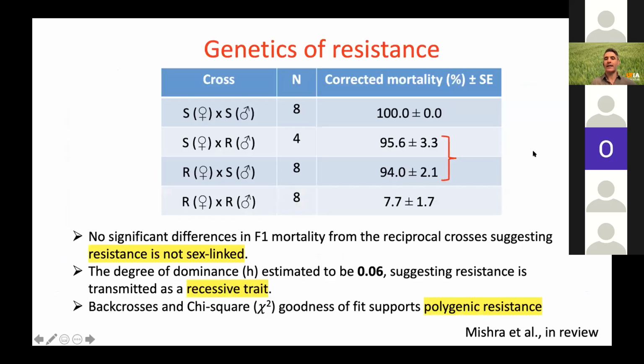Swati performed characterization of the genetics of this resistance. Here you just have a table displaying the mortality observed in a single dose assay, in which we have crosses between the susceptible and the resistant strain. What you can observe is that in the heterozygotes, when we cross susceptible and resistant insects, the susceptibility is similar, if not identical, to the susceptible parents. And it doesn't alter whether we use a female resistant or a male resistant individual in the cross. So what this supports is that resistance is not sex-linked and is transmitted as a recessive trait.